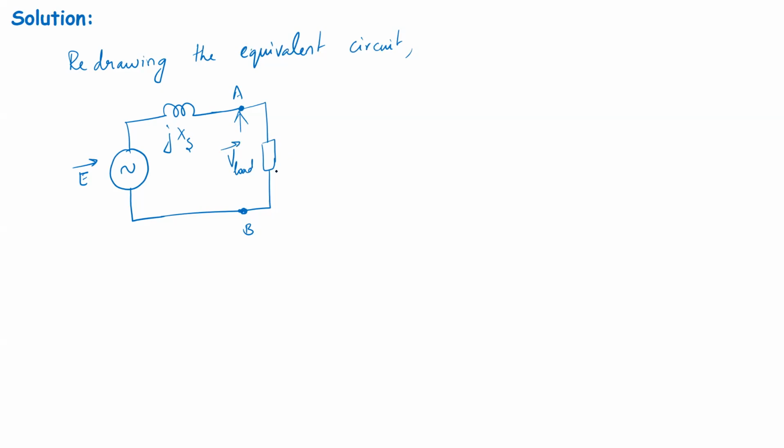The current going into the load is nothing but the armature current as a vector, which is known. Now I can apply KVL in this loop. So in this loop, I can apply KVL. This is, let's say, loop 1.